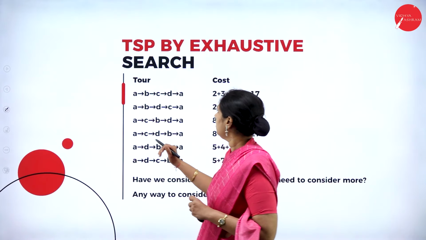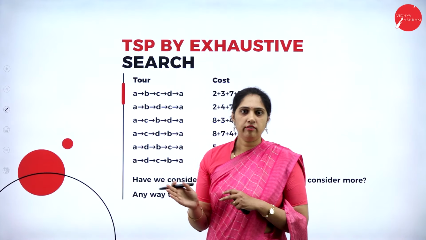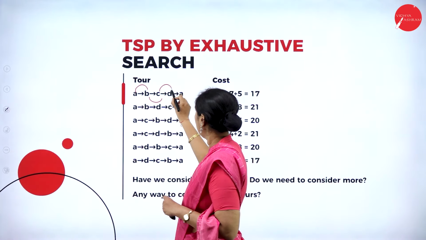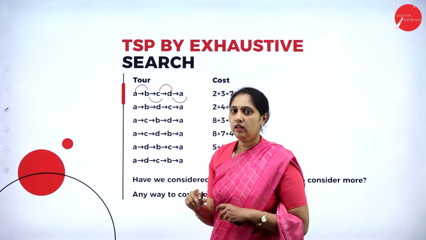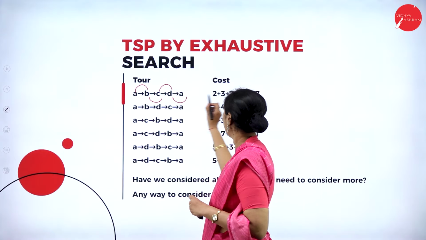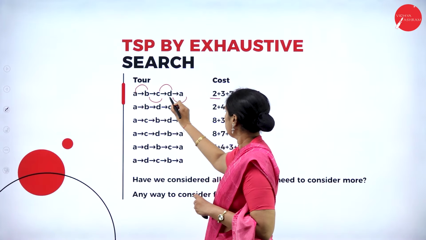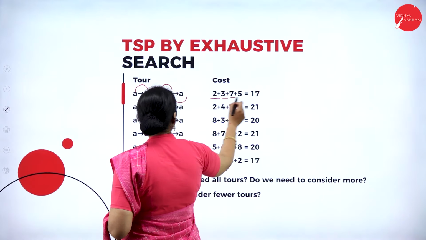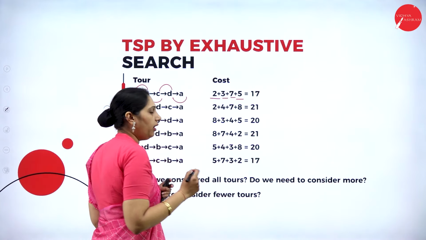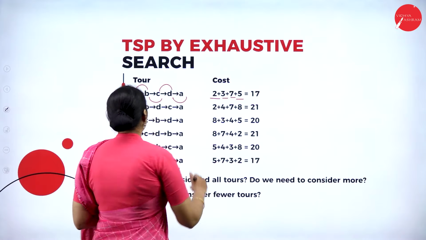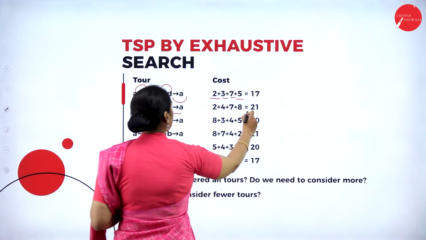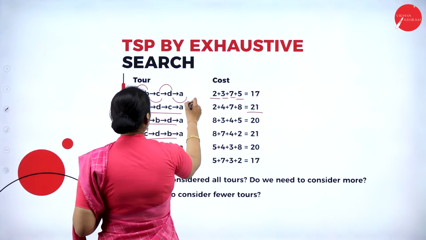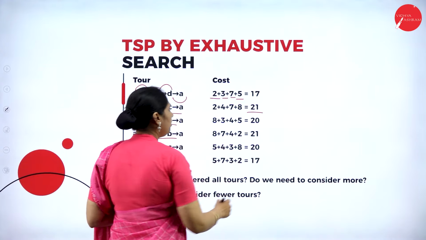So I'll consider a tour. Tour means travel. From A to B, then B to C, C to D, D to A. So what was the cost for A to B? It is 2. Then add. What was B to C? 3. Similarly, C to D, 7. D to A, 5. When you add, it will be 17. Similarly for this path, what is the answer? 21. So how many are there? If I count, it is 17, 21, so many are there.